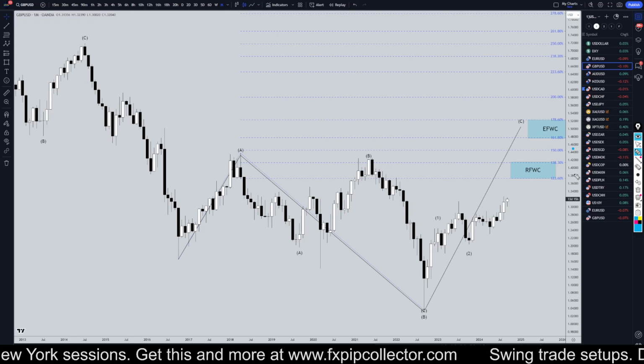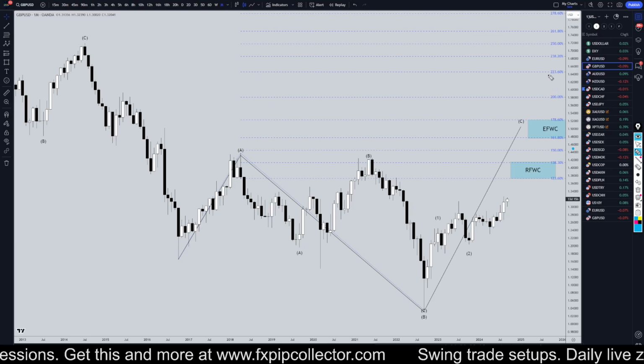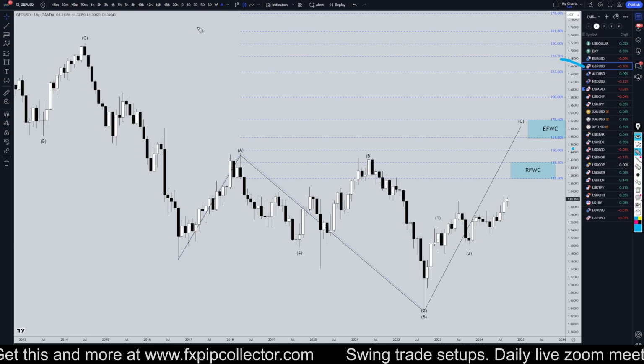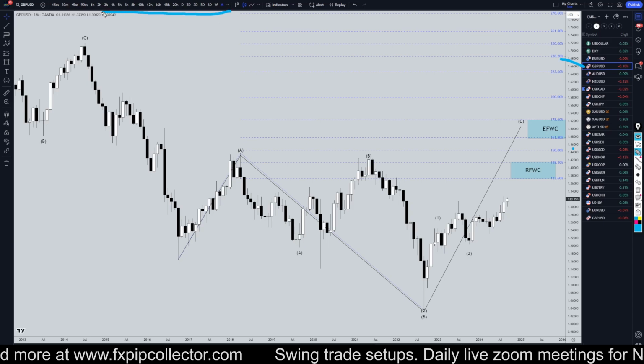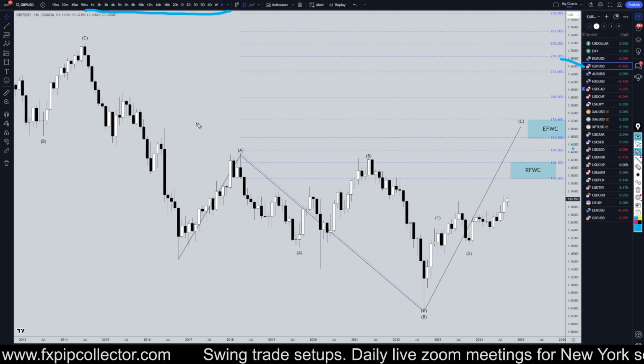Today is Tuesday, September 17th, and I'm going to be analyzing the pound US dollar, starting on the monthly, working my way all the way down to the 1 hour time frame for the full top-down analysis.